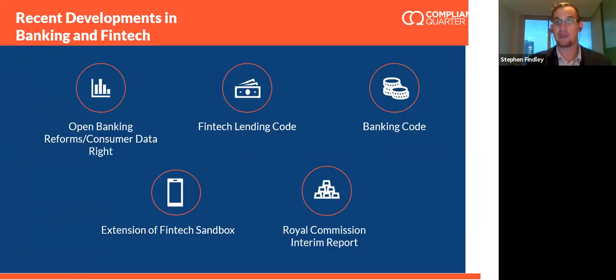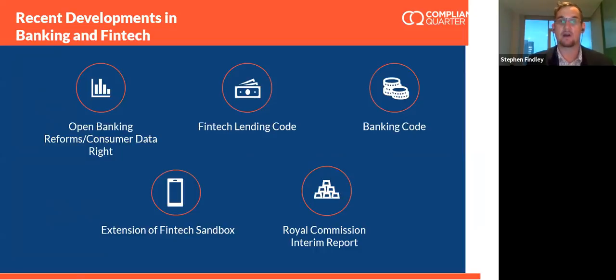So there was an initial trial a couple of years ago, and then for this year it's been extended into a really broad range of financial and credit products.